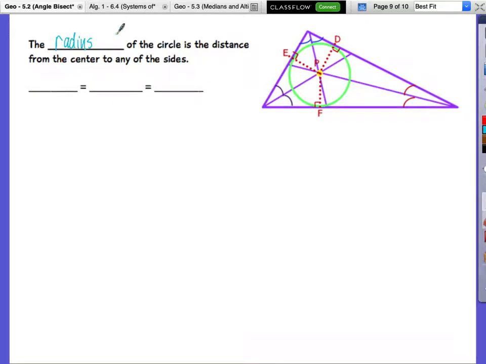The radius of the circle is the distance from the center to any side. So here's what I was saying where we have this incenter. If we take the distance from this incenter to one of the sides, the perpendicular to the side specifically, it's going to be the same distance as the perpendicular to the other two sides as well. So segment PE is going to be congruent to segment PF, which is congruent to segment PD. Could we have also put E first, F first, and D first? Sure. Doesn't matter.